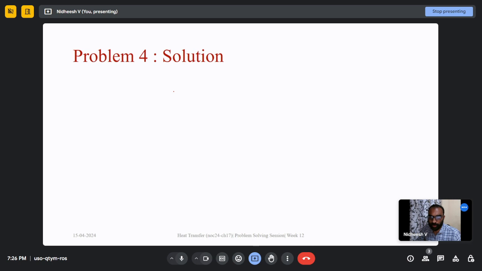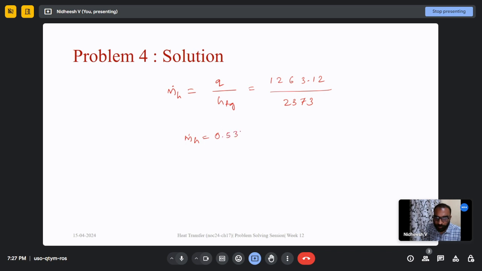The mass flow rate of hot fluid was Q by HFG, which was 1263.12 divided by 2373. So we will get the mass flow rate of hot fluid, or the condensation rate, as 0.53 kilograms per second. This is the final answer for this problem.